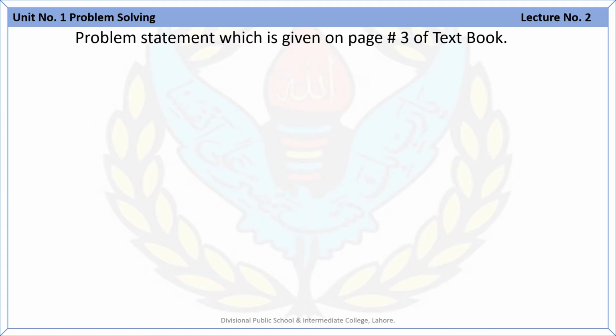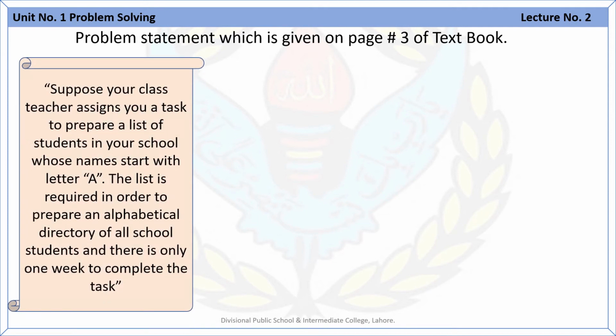Students, open page number 3 of your textbook. Here is a problem statement given. First, we will read it carefully and then we will use the 5W's method. The problem is, suppose your class teacher assigns you a task to prepare a list of students in your school whose names start with letter A. The list is required in order to prepare an alphabetical directory of all school students. And there is only 1 week to complete the task.